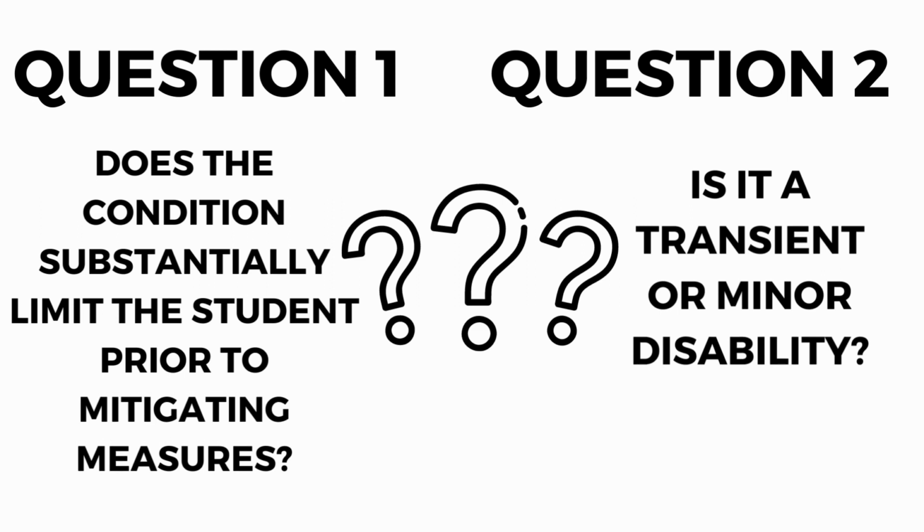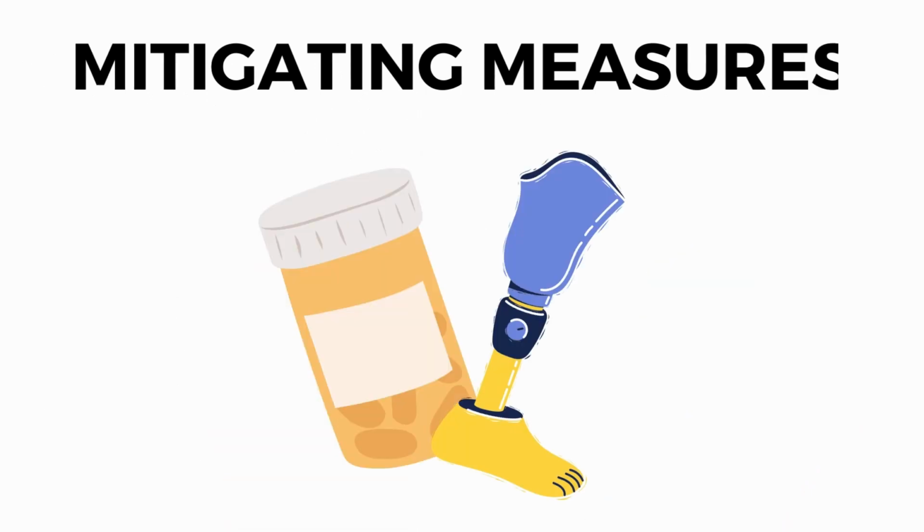When determining if a disability substantially limits a major life activity, there are two questions that must be considered. 1. Does the condition substantially limit a student's school participation prior to mitigating measures? And 2. Is it a transient or minor disability?